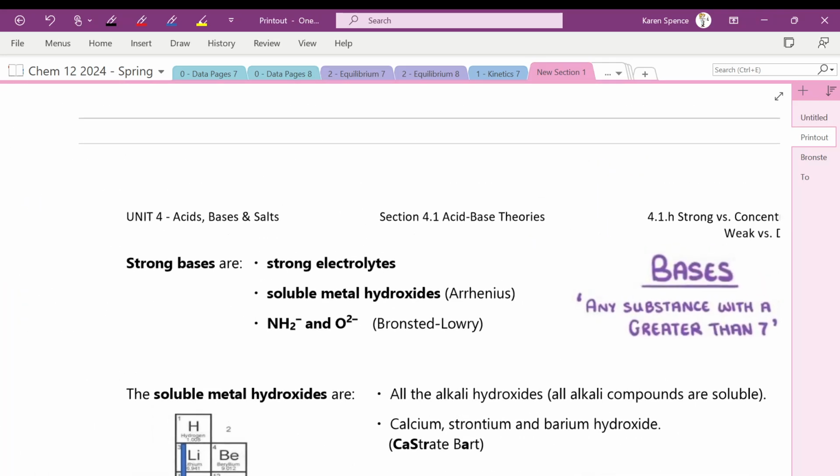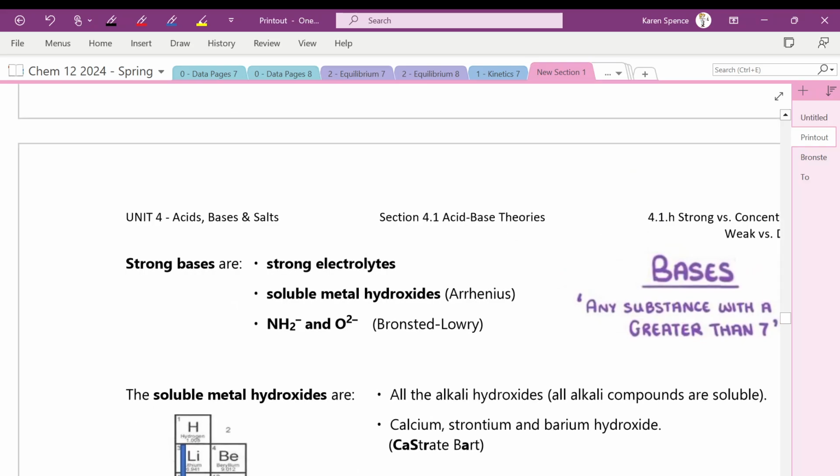Bases. Bases actually require you to know a little bit about solubility, so we're going to throw that out the window because we've not done solubility yet, and we are going to say for the purposes of Unit 4, all metal hydroxides that I will give you are soluble, 100% soluble. So no matter what your solubility table says, the ones that I give you are 100% soluble.